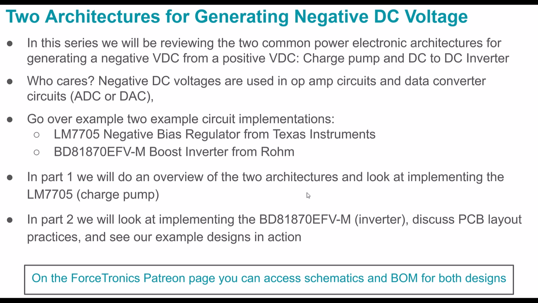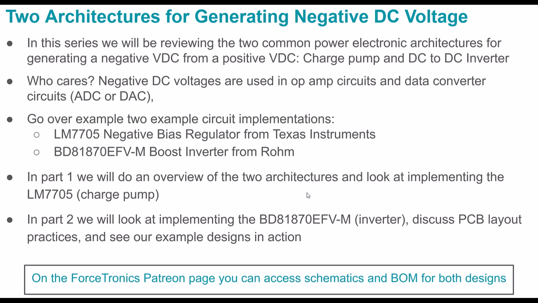Okay, in this series, we're going to look at two power electronic architectures that can be used to generate a negative DC voltage from a positive DC voltage. They are the charge pump and the DC to DC inverter. And not only will we look at these architectures, we'll also look at a real-world circuit implementation of these architectures that you could leverage for your own designs.